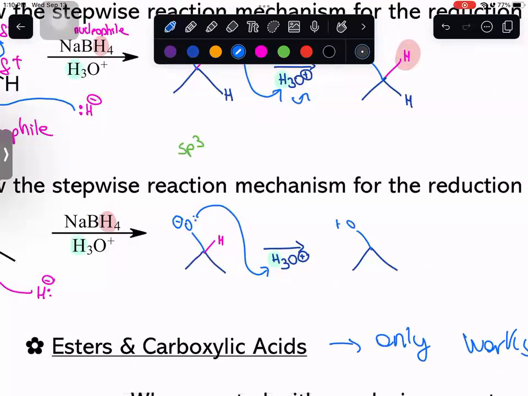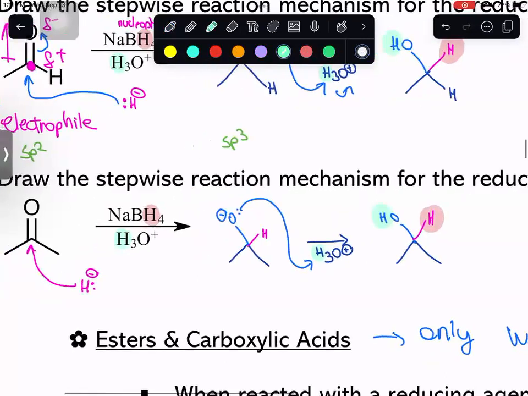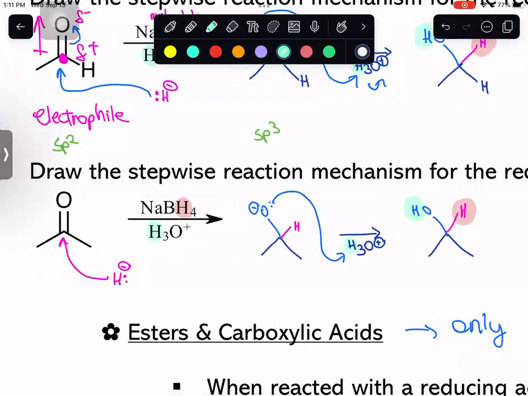So let's just write OH and then hydrogen. And again, remember that hydrogen, it came from the reducing species. And then the one that protonates the alcohol is from the acid or solvent that you have at the bottom. Yes.